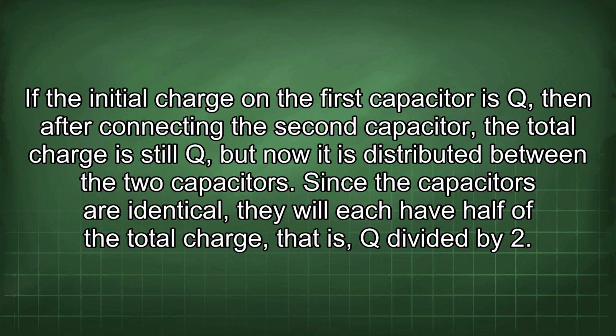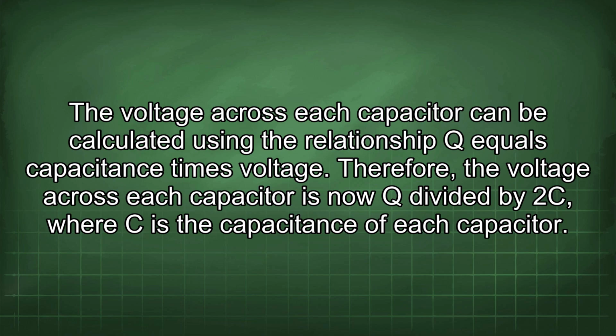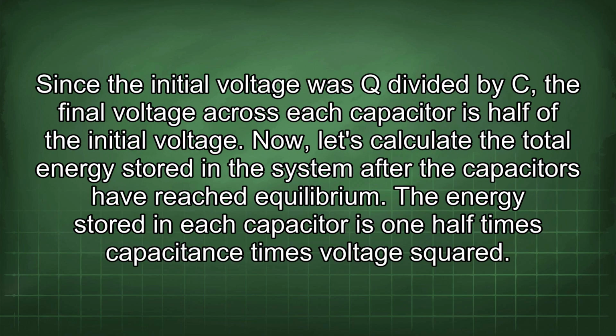Since the capacitors are identical, they will each have half of the total charge, that is, Q divided by 2. The voltage across each capacitor can be calculated using the relationship Q equals capacitance times voltage. Therefore, the voltage across each capacitor is now Q divided by 2C, where C is the capacitance of each capacitor. Since the initial voltage was Q divided by C, the final voltage across each capacitor is half of the initial voltage. Now, let's calculate the total energy stored in the system after the capacitors have reached equilibrium.